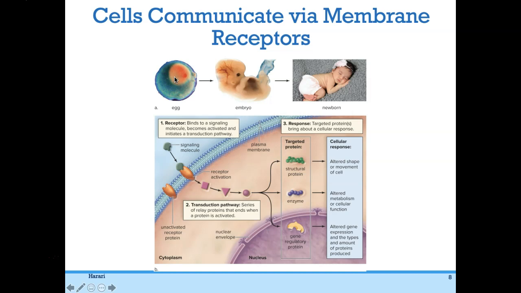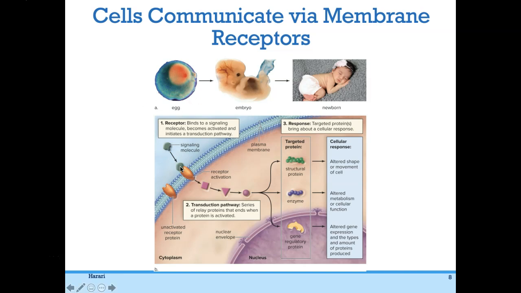As an egg gets fertilized and then divides into an embryo and then finally a newborn, cells have to talk to each other, right? They have to tell each other what to do, what has to go where, and what has to be done at what time. So in order for cells to communicate with each other, they rely on signaling molecules. Again, this is a very brief overview. I'll talk a little bit more about this in a later chapter.